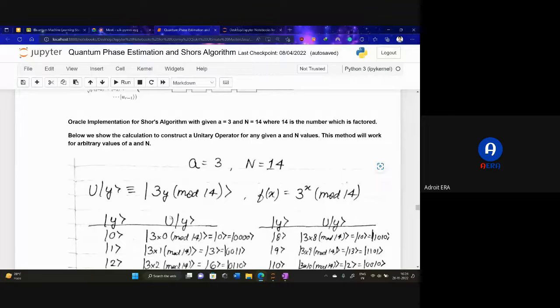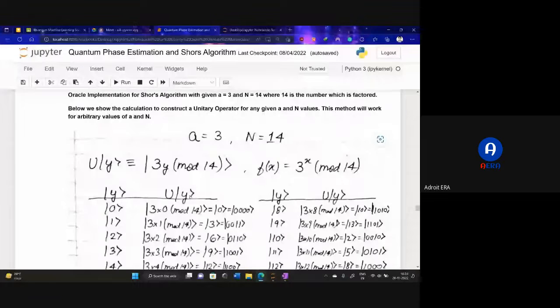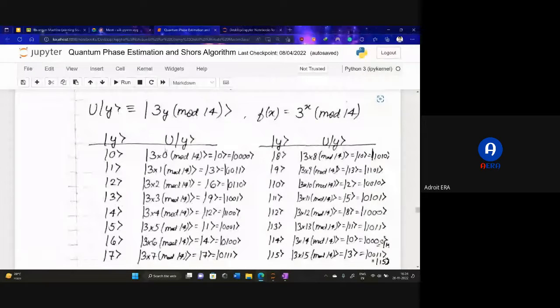Based on this, we construct the unitary operator for the given a and n values, so for any given a and n, this method will work. We are going to use the formula a^y mod n, where a is equal to 3 and n is equal to 14. So U applied to y, where y is your ket psi. This is a very simple formula application.